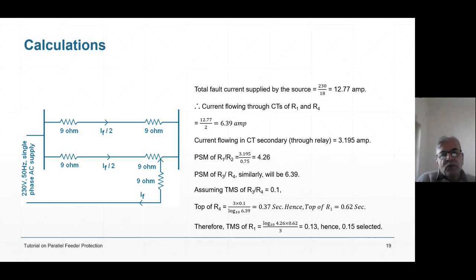Now we have to start with some relay. R3 and R4 are the last relays, so for R3 and R4, I assume TMS 0.1. If I assume TMS 0.1, 3 upon log PSM into TMS, that's what I've done. I found out 0.37 for R4. So R1 backing up needs 0.25 more, 0.62 second. And for that 0.62 second, if you find out the TMS, it comes out to be 0.13, and therefore we are selecting 0.15. R4 is 0.1 and R1 is 0.15. Because our system is symmetrical, R1 is 0.15 means R2 is also 0.15. R3 is 0.1, therefore R4 is also 0.1.